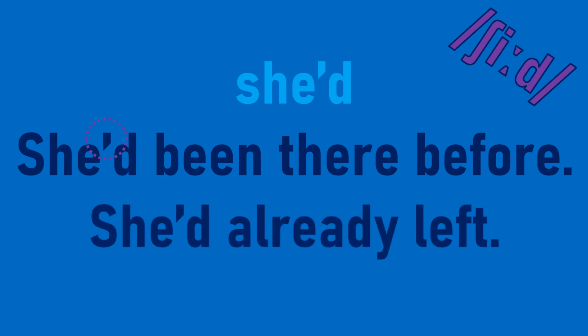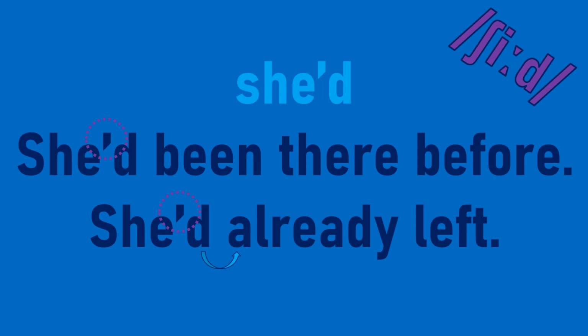And we'll do that by having some further examples. So remember, we're focusing on this contracted she'd for our pronunciation, but we'll also think about the grammar in a moment. So first of all then, repeat after me. She'd been there before. She'd already left. And we could have here a little bit of a link with the d. She'd already left.